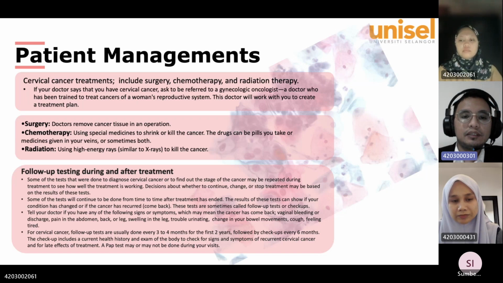A trachelectomy may be considered. It involves removing the cervix while preserving the uterus to allow for future fertility.